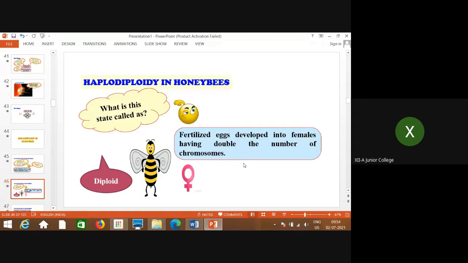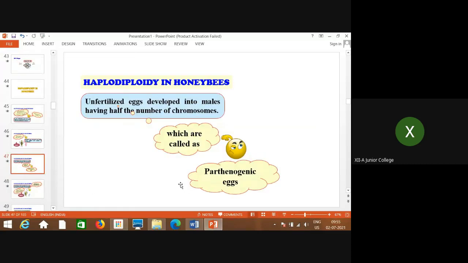Now how is it, try to understand. In the haplodiploid type of sex determination, fertilized eggs develop into females having double the number of chromosomes. This is the honeybee, which is diploid. That means two sets of chromosomes are present, double the number of chromosomes. Unfertilized eggs develop into males having half the number of chromosomes. And what are they called? They are called parthenogenic eggs.